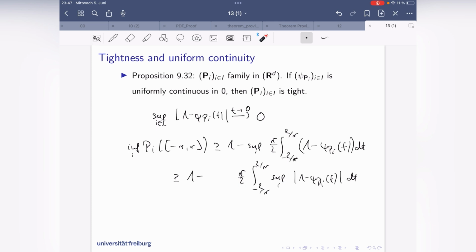So I have the supremum here, that is, if t becomes small, that's small. So I can have that as small as I like. But then r goes to infinity. The whole integral here goes to 0, and I get 1. Okay. And that means I have tightness, because most mass, as r goes to infinity, is carried on this compact set minus r to r.